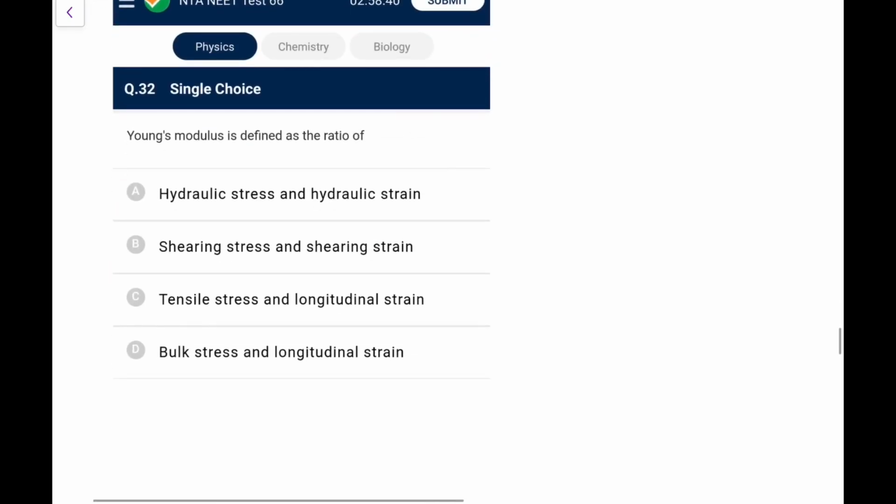Next, Young's modulus is defined as the ratio of tensile stress and tensile strain, so tensile stress and longitudinal strain is what you can write. Shearing stress over shearing strain is shear modulus, hydraulic stress over hydraulic strain is bulk modulus.